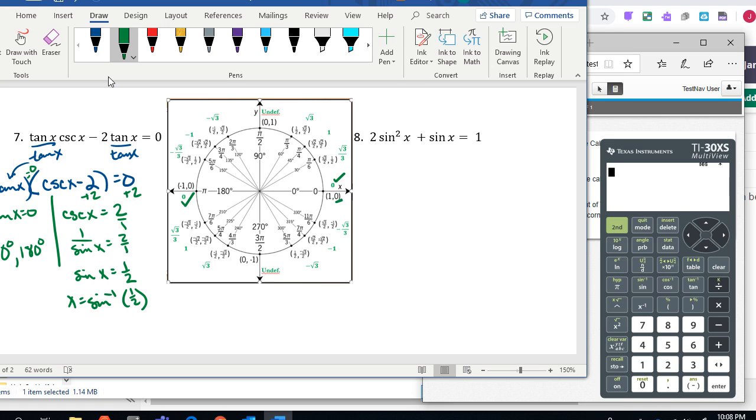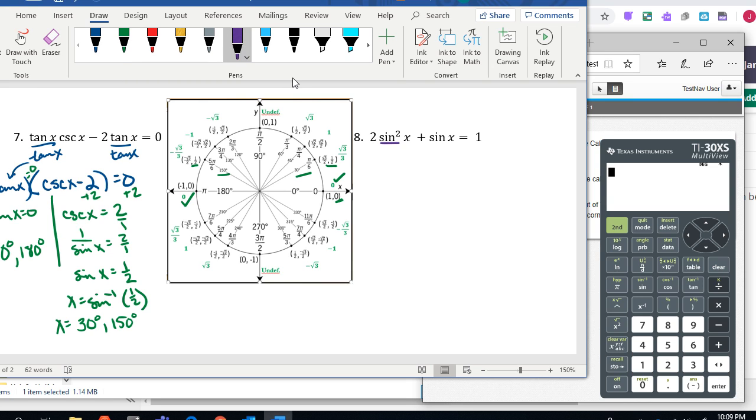So where is sine a half? And it's positive. Be careful. It's positive here and it's positive here. So this is at 30 degrees and 150. Next one.